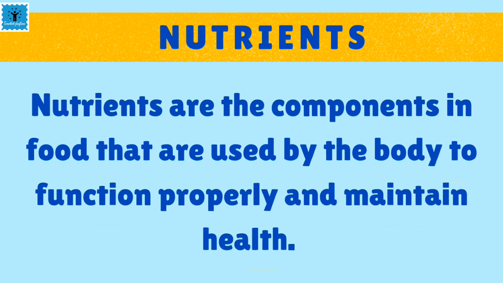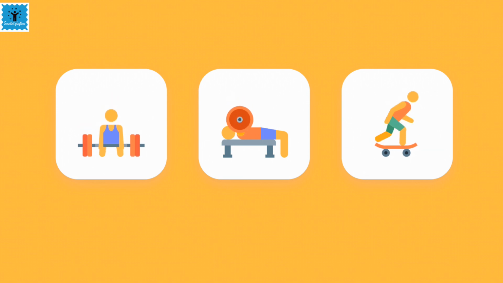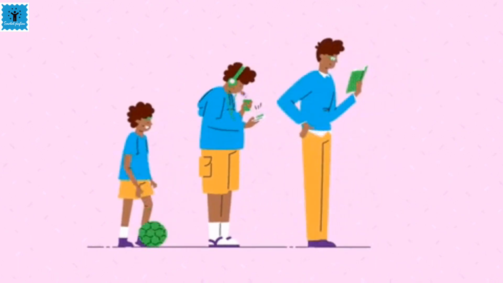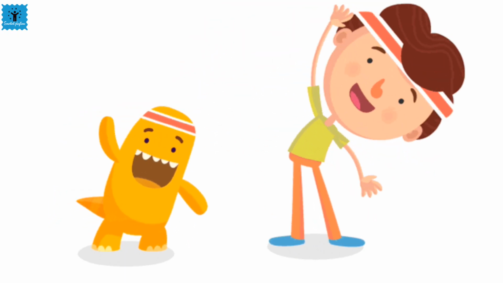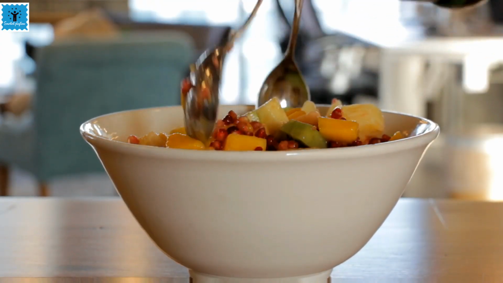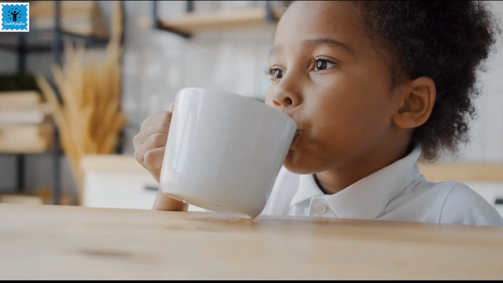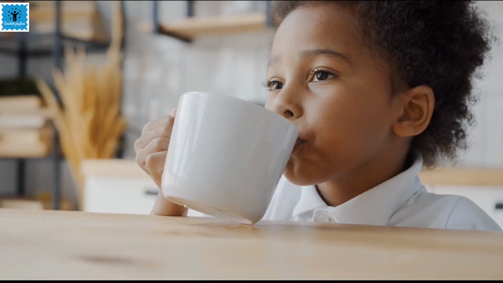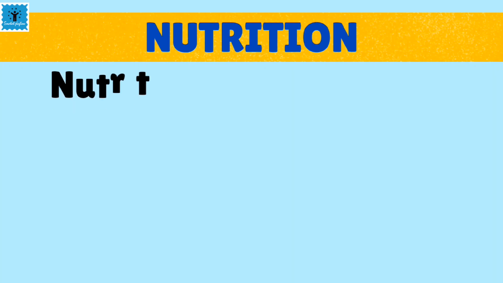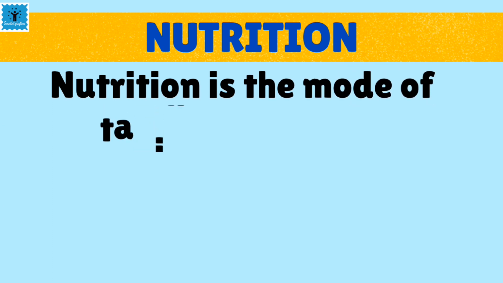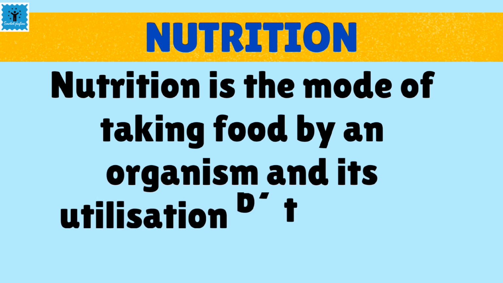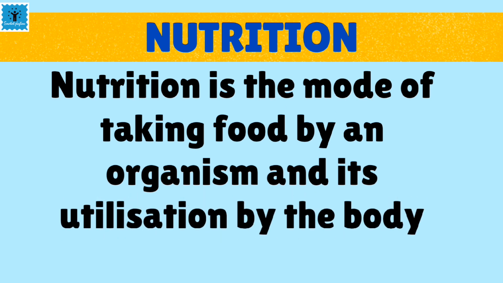These nutrients help the living organisms to build their bodies, to grow, to repair the damaged part of their bodies, and they also provide energy to carry out different life processes. All living organisms first obtain the food. They take it inside their body, and there this food is used for growth, maintenance, repair, and metabolism. So, the process of taking food by an organism and its utilization by the body is called nutrition.